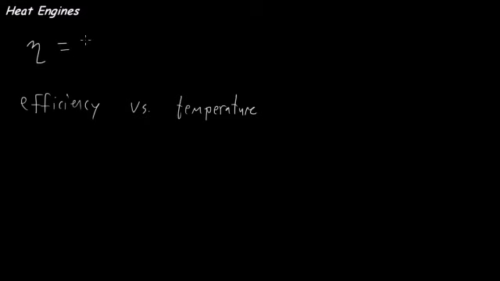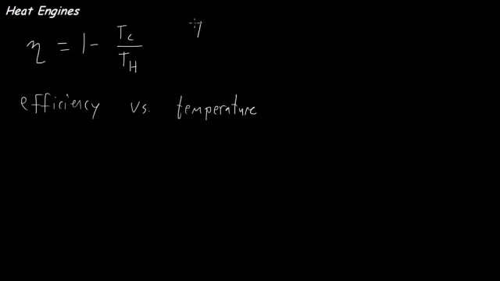Efficiency is equal to 1 minus Tc over Th. And this efficiency is essentially meaning that no matter what we do to the machine, if it has this temperature for the cold side and this temperature for the hot side, the efficiency will never be greater than that, 1 minus Tc over Th. There's a couple rules we have to follow.